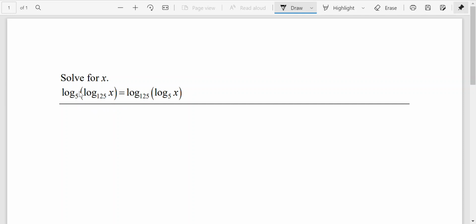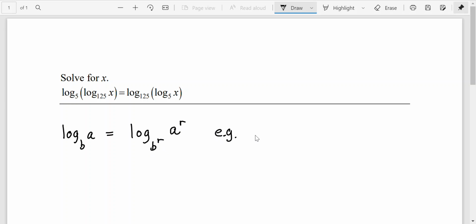We can change the log base 5 into a log base 125 by using a little known property of logarithms, which states that if you have a log base b of a, then you can raise the base to any power you want and the input to the same power, and the resulting logarithm has the same value.